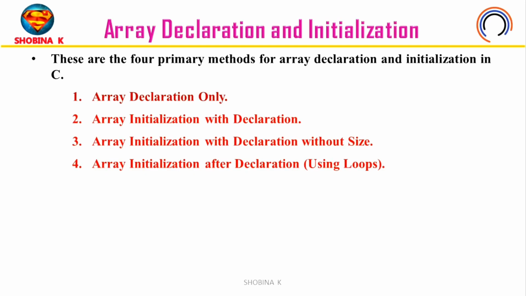Array declaration and initialization in C can be done in several ways. These are the four primary methods for array declaration and initialization in C. First, array declaration only. Next, array initialization with declaration. Then, array initialization with declaration without size. At last, array initialization after declaration using loops. Now we will cover these four different approaches in detail.